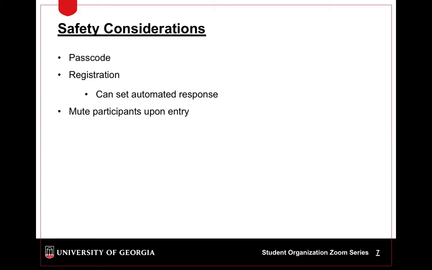You are able to enable a passcode. And so a passcode can be used if you don't necessarily want anyone just finding your Zoom meeting by accident, or maybe you're having a performance, or you're going to be live streaming it. And so this is a great way that only those with the specific passcode can then join your meeting.